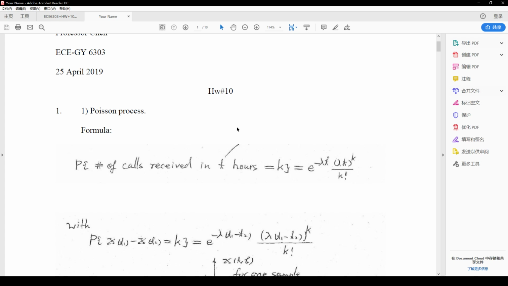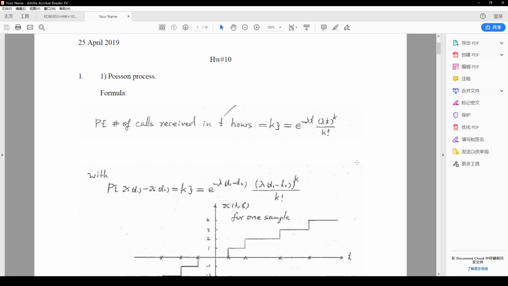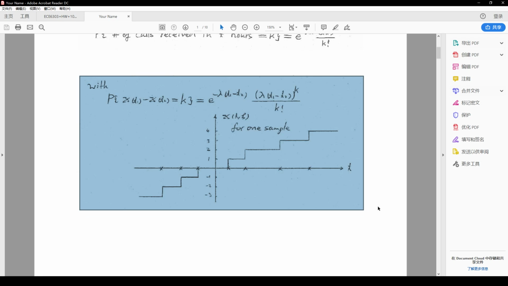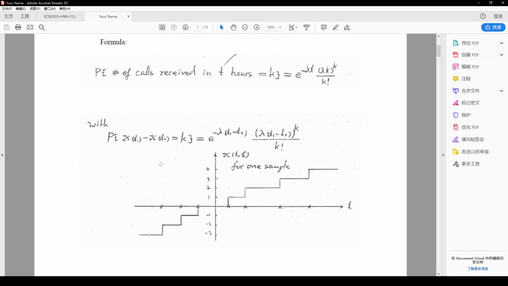So the first is the Poisson process. In the Poisson process, we have the formula that the probability is equal to this part from the lecture note, and we have the property that if the intervals (t1, t2) and (t3, t4) are non-overlapping, then the random variables n are independent. And also we have the image that shows the probability will increase by t in the Poisson process.